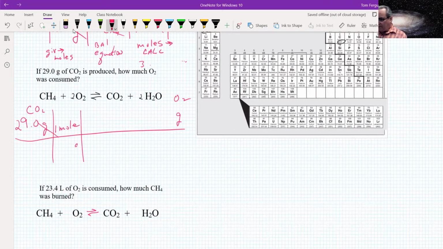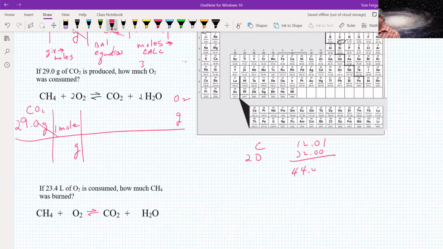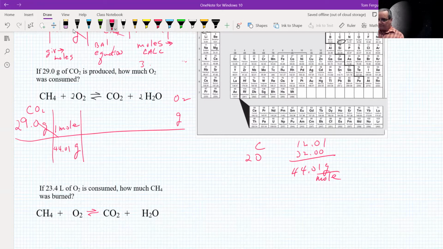We want the grams to cancel. So we need to take carbon dioxide. Carbon is 12.01. Oxygen is 16 twice. So that's 32. Okay, it's a standard step, given to moles.